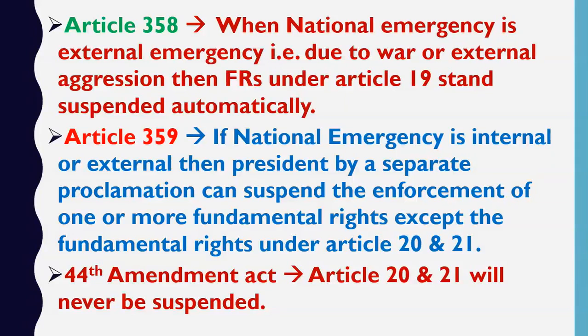Article 359 gives discretionary powers to the President and Union Council of Ministers, that according to the demand of time, they can suspend and restore any fundamental right. That is their discretionary power. Now friends, with this, your topic of fundamental rights is completed. In the next class, we will continue our discussion with the types of writs.